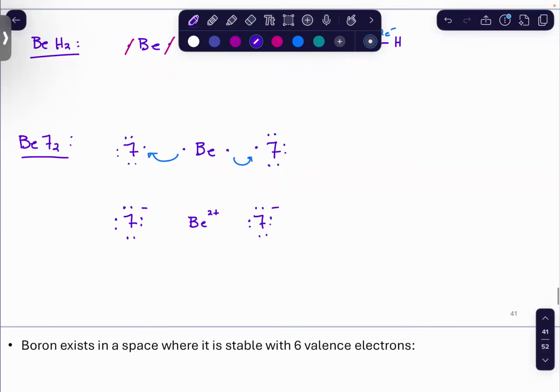But what ends up happening is as these atoms come together, the beryllium actually has enough strength to pull electrons back toward itself to create covalent bonds, albeit they're very, very polar, but they're still covalent. And that's because of something called Fajan's rule.